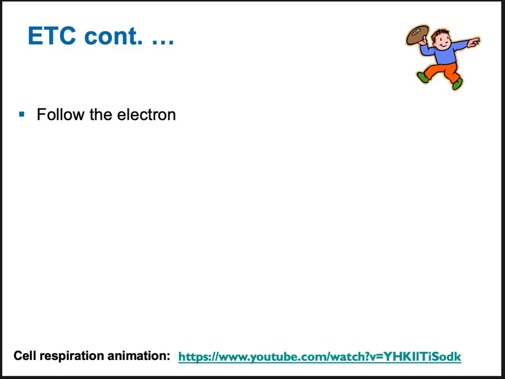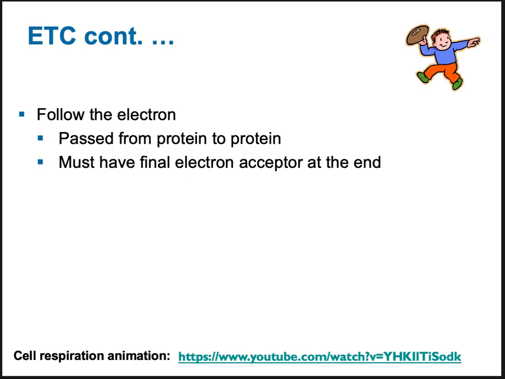Okay, so I talked about the electrons getting passed from high energy to low energy molecules over and over again. So from protein to protein, eventually it needs to stop, right? And so you need to have a final electron acceptor. If you don't have a final electron acceptor, it's going to just find whatever is around for that proton to stick to, and that's going to damage things, right? So we need to have a final electron acceptor.